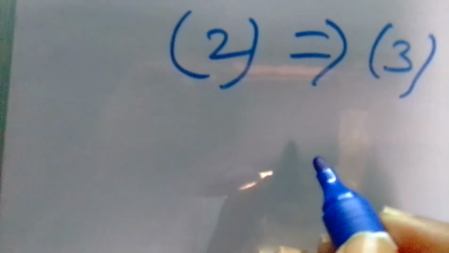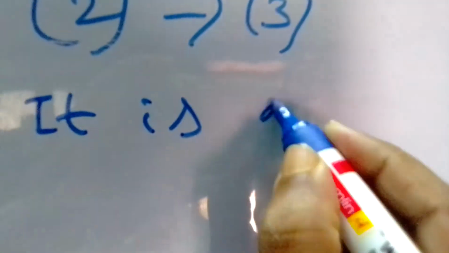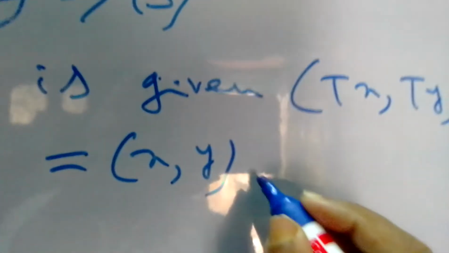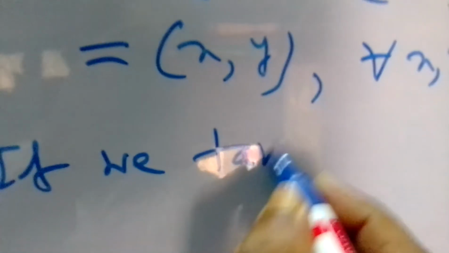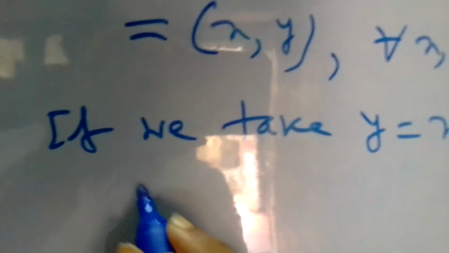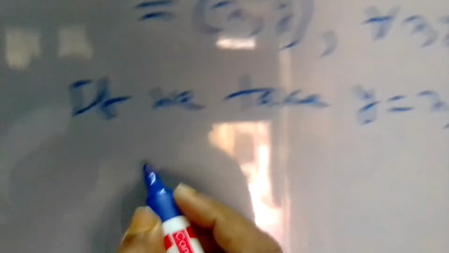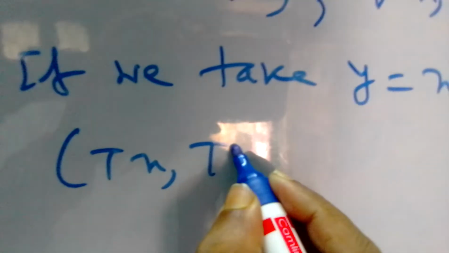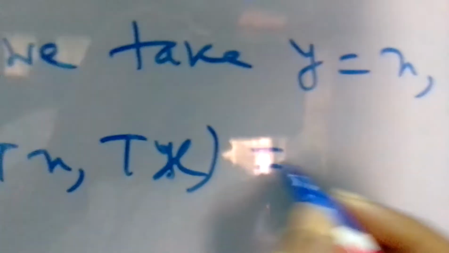Now these two imply three. How to prove this? It is given that Tx dot Ty will be x dot y. This result is provided, and obviously for all x, y in the Hilbert space. Now if we take y equal to x, then Tx dot Tx will be x dot x, and x dot x is norm of x whole square.